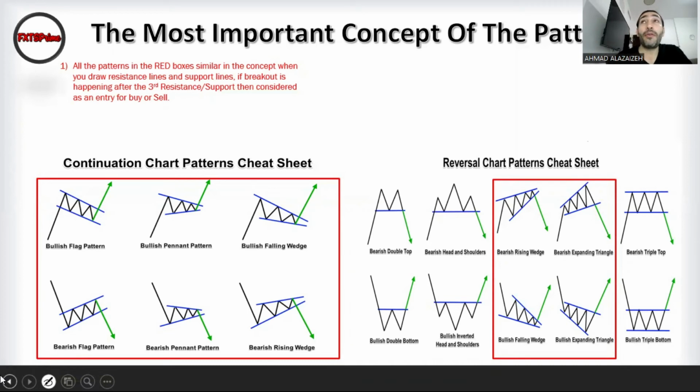I can know from the location of the pattern. If it's in market stage 2, it's a continuation. If it's not coming after overbought or oversold, it is a continuation. If it's coming from market stage 1 or stage 3 after overbought or oversold, that means it's a reversal pattern. Simple. That is the first condition.